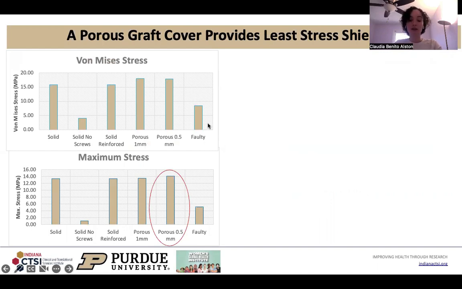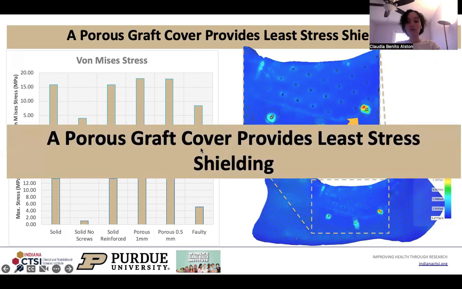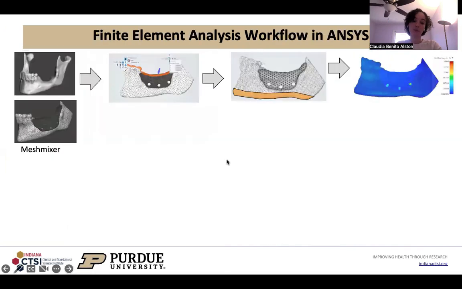at 14.17 megapascals. The von Mises stress distribution on the 1 millimeter porous cover showed that the highest stress propagated down through the screws, most likely through the cover. We demonstrated that for the considered materials, a porous cover core design sustained mastication without yielding while providing the least stress shielding and allowing diffusion of biological factors.